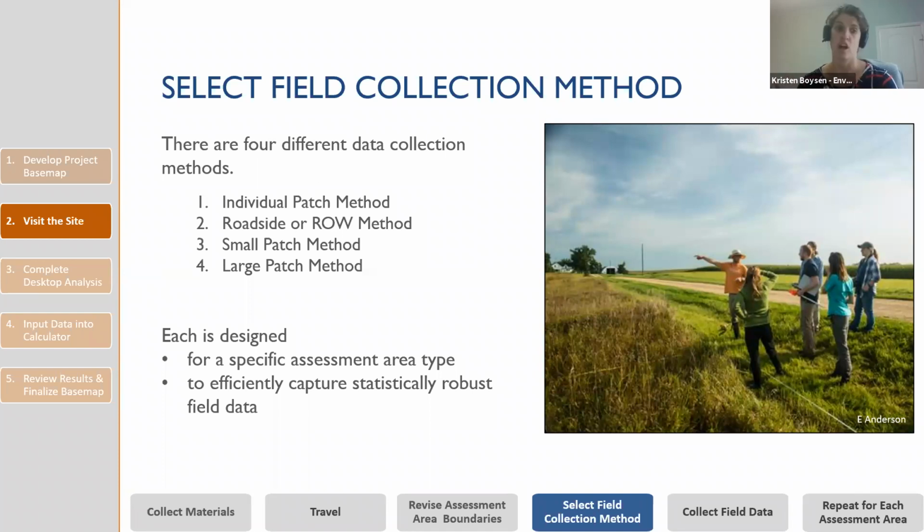So these are all outlined in the user's guide, and I think we'll have time to go through all of them today, but we're going to focus on number 3, that small patch method. I think the vast majority of your projects are that small patch method, and it's very similar to numbers 2 and 4 also, just the transect design is a little different. But just so you know, if you get out of your truck one day and see a beautiful patch of milkweed and it's 5 meters by 5 meters, you can do that number 1 individual patch method.